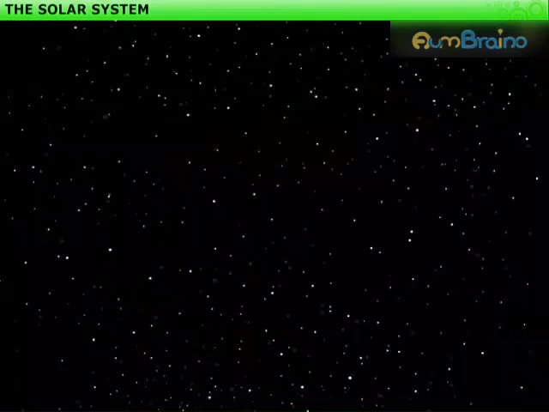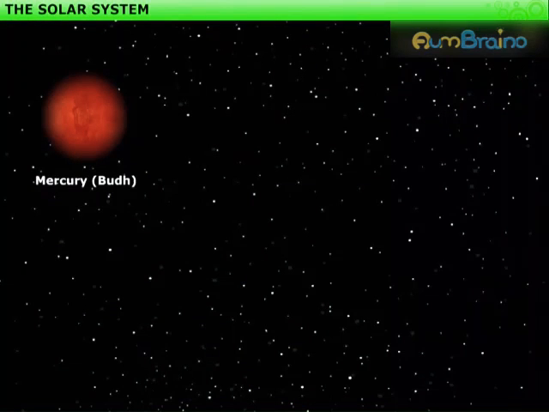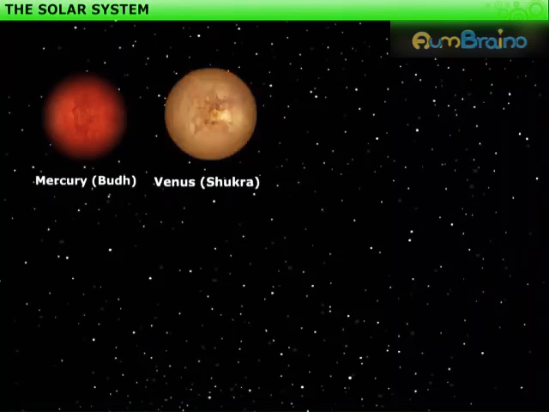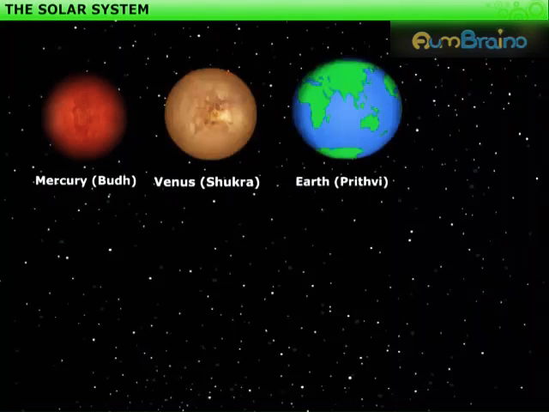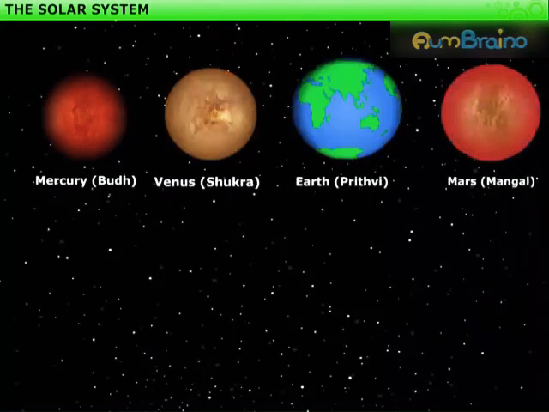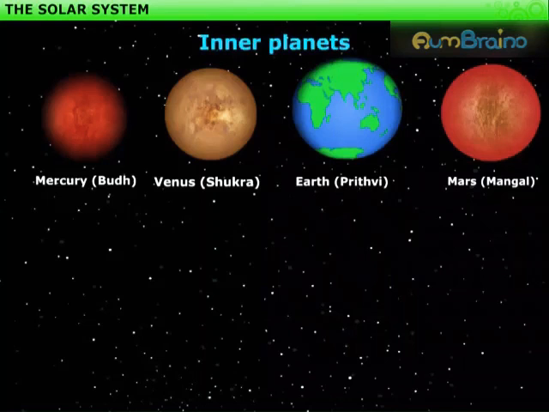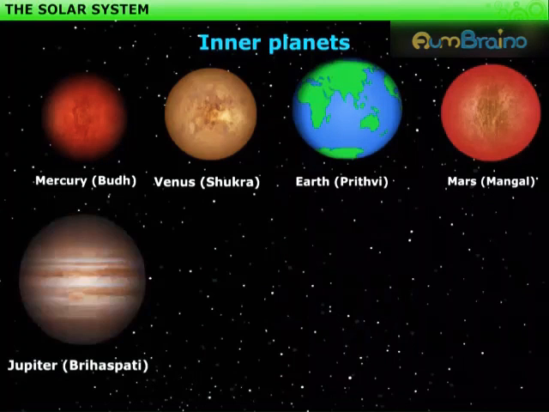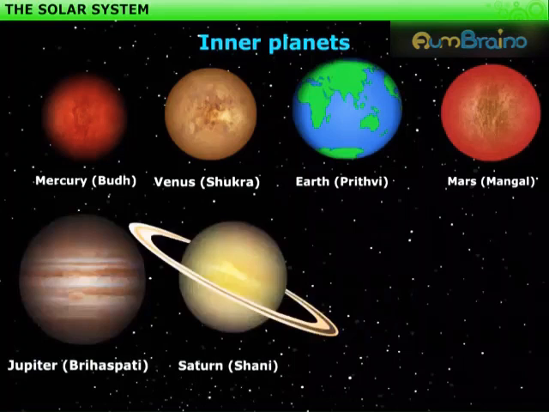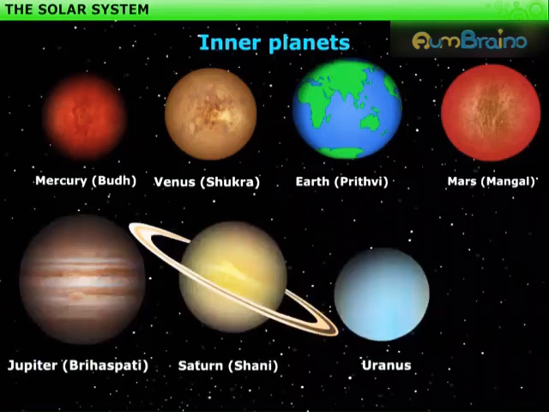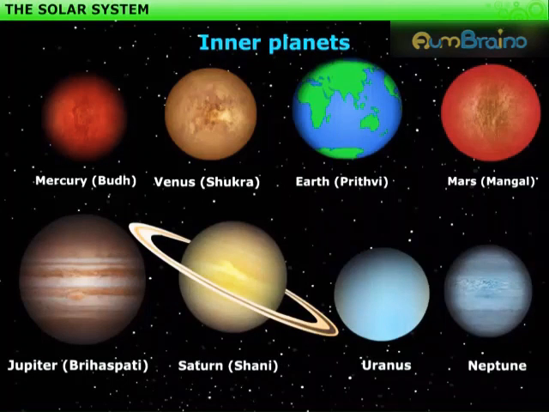The first 4 planets, namely, Mercury, Venus, Earth, and Mars, are called the inner planets. The planets outside the orbit of Mars, namely, Jupiter, Saturn, Uranus, and Neptune, are called the outer planets.